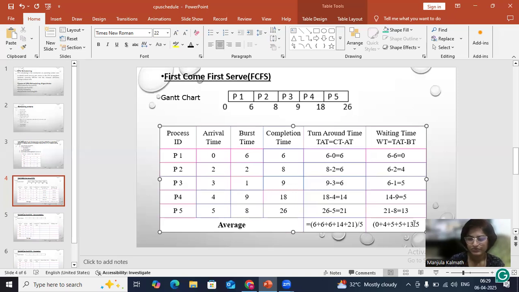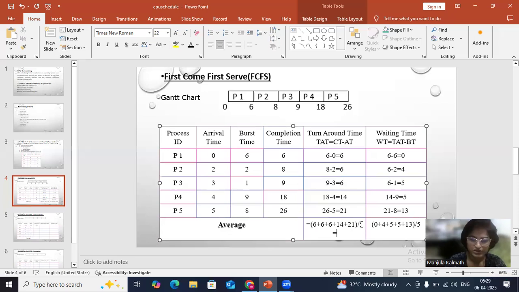We can calculate these two here. We have 6 plus 6 is 12, and 12 plus 6 is 18, 18 plus 14 is 32, 32 plus 21 is 53, divided by 5. 53 divided by 5 means 10.6. So it is equal to 10.6. And here for the waiting time, that is 5 plus 5 is 10, 10 plus 4 is 14, 14 plus 13 is 27. 27 divided by 5 means 5.4. This is the waiting time and this is the turnaround time.